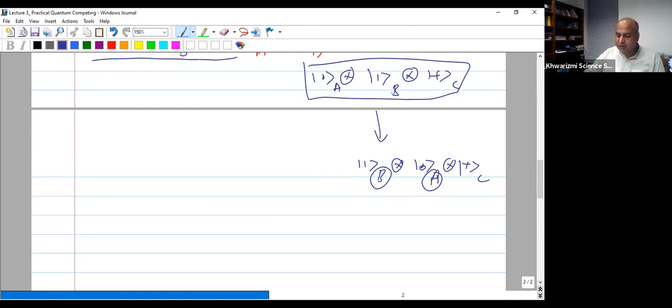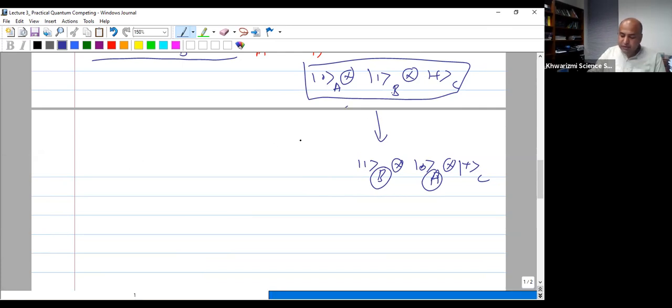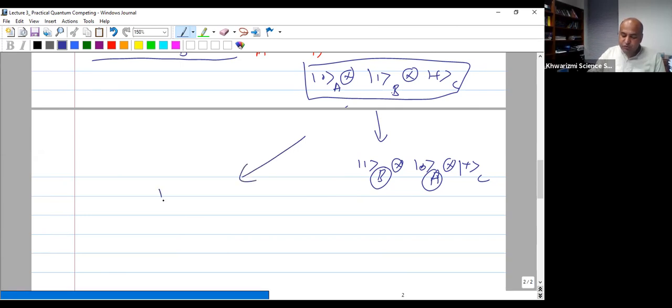But since people always want to save ink and time by not writing as many things as they can avoid, what people do, once every party understands that the A qubit will come first and the B qubit will come later and then C, they simply write this. Now there's an implicit assumption that this is the state of A, this is the state of B, and this is the state of C qubit.